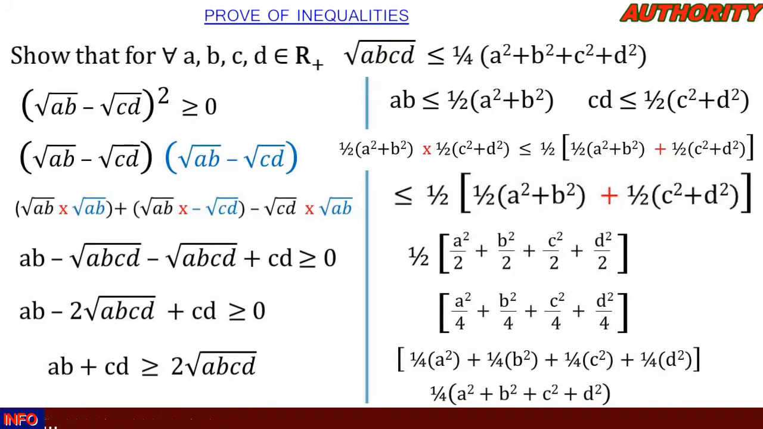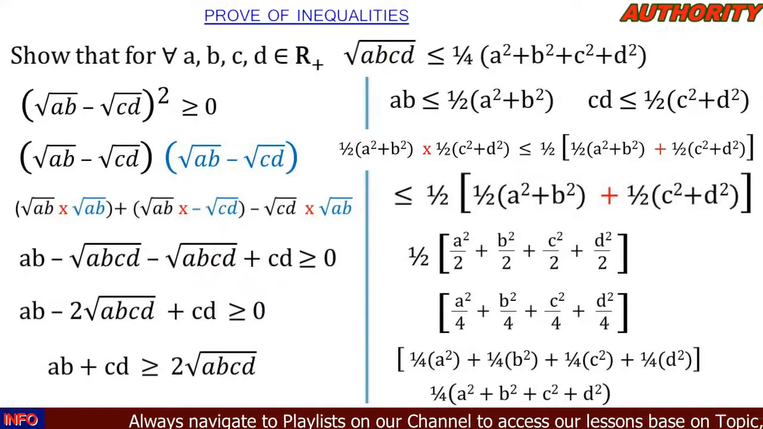That is to say, this 1 all over 4 open bracket a square plus b square plus c square plus d square is greater than or equal to what? 0. Hence the proof. That is what we are asked to prove. So initially we have root abcd is less than or equal to 1 all over 4 open bracket a square plus b square plus c square plus d square.